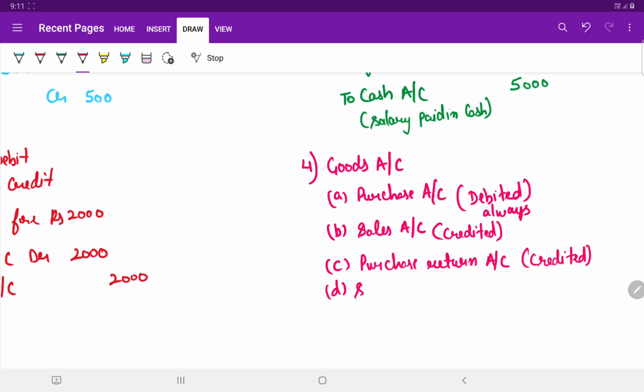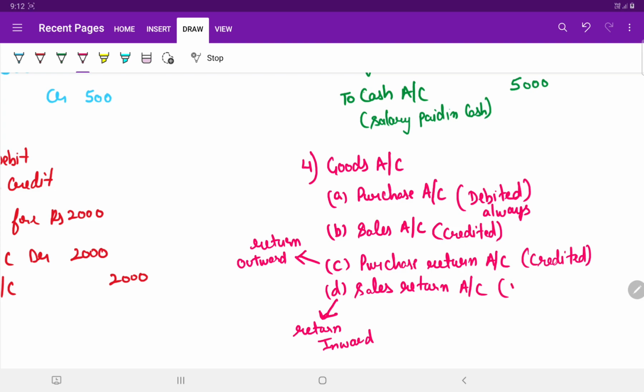And last is the sales return account. So, what is a sales return account? In this, if goods sold are received back, it is called the returns inward, whereas in the purchase it was the return outward. Whereas in the sales account, this is the return inward. And such accounts are always debited.